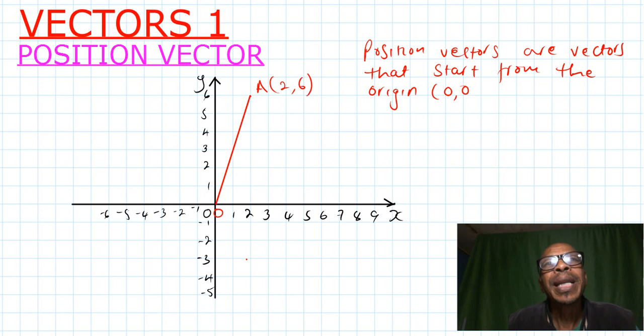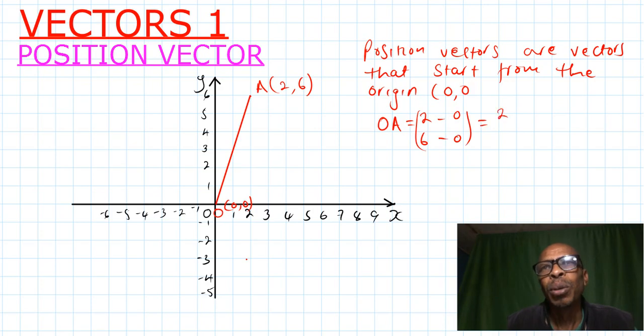So we will draw the components, or we can say position vector OA is equal to, the coordinates here are 0, 0, although we don't normally put that. So it is like the way we did with the column vector. We write 2, 6 minus 0, 0, which is the origin. You see it gets to 2, 6. So that is the position vector OA.